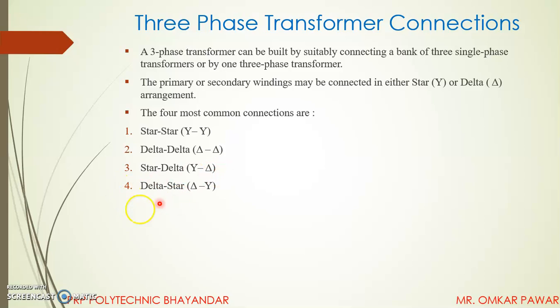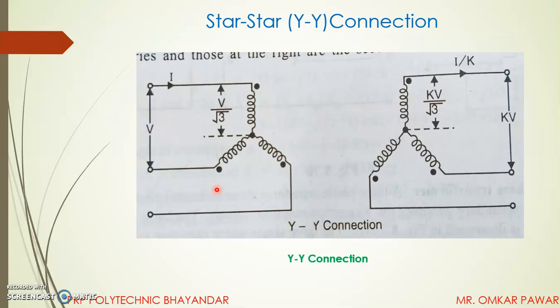And fourth one is delta star. So primary is connected in delta fashion and secondary is connected in star fashion. So first connection is star star connection. That is, this primary is also connected in star fashion, that is star fashion or YY connection, and secondary is connected also in the same fashion, that is star fashion.